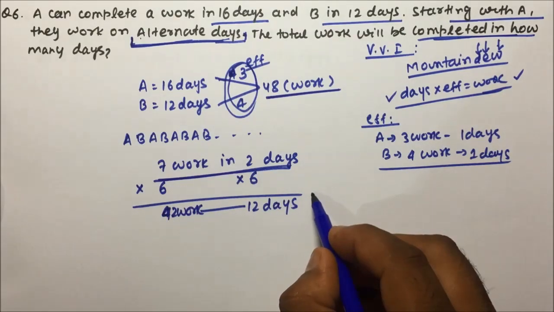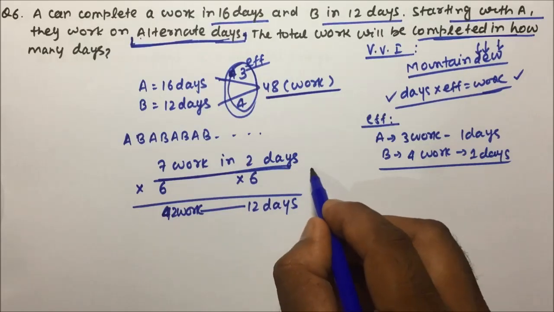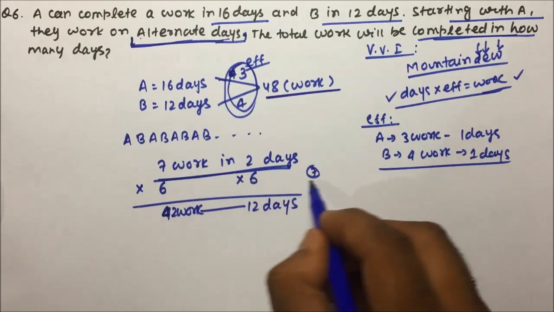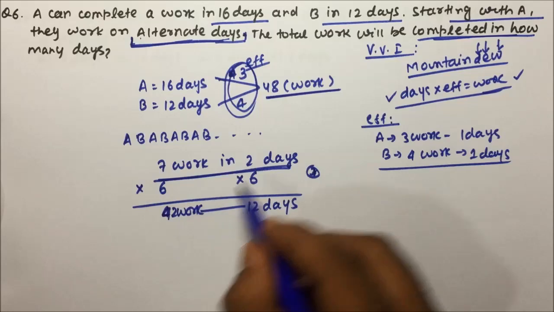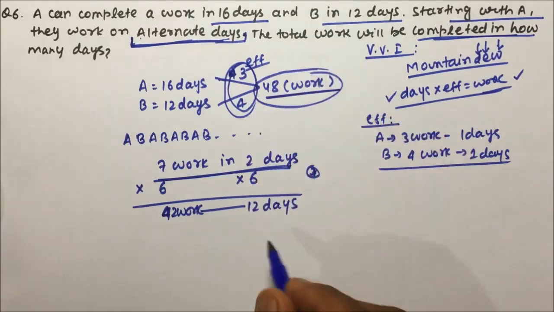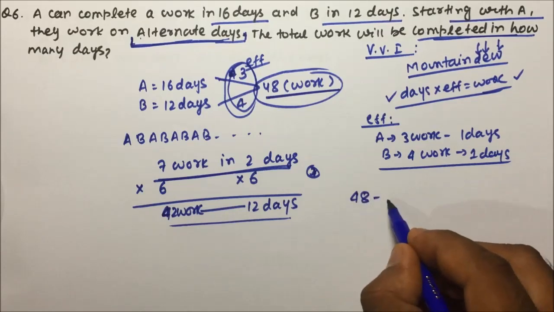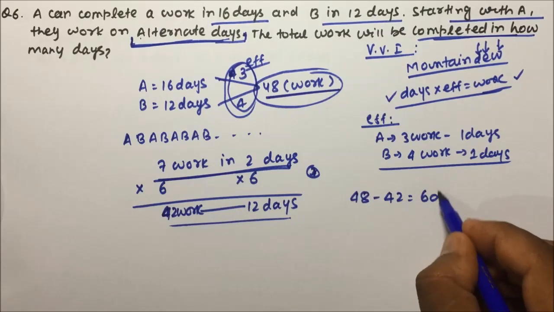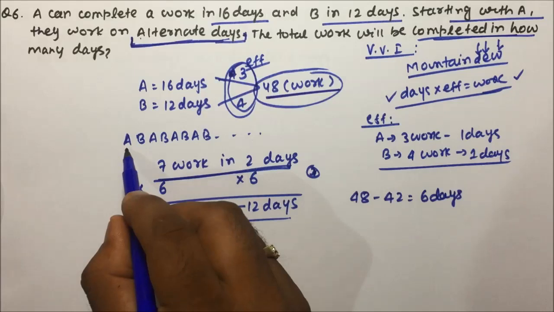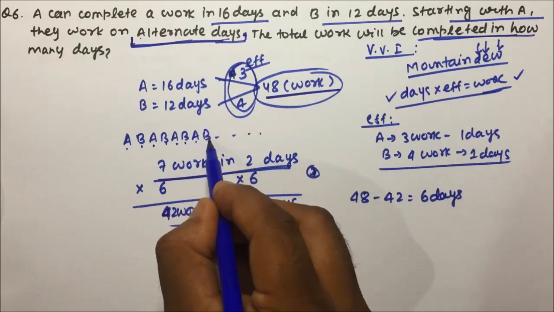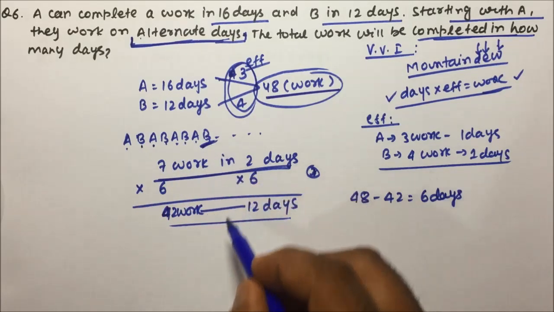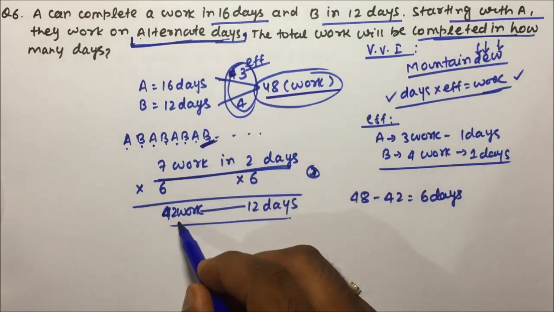I cannot take 14 days because in 14 days, if I multiply by 7 here, the total work they would complete becomes 49, but the total work is only 48. So in 12 days, they completed 42 work. Now what is the work pending? The pending work is 6 work. Now how do they work? A, B, A, B, A, B, A, B. So on the 12th day B completed, and till here they completed 42 work.